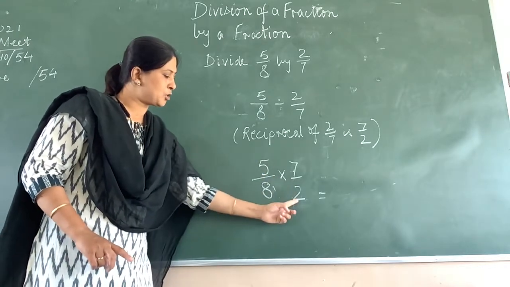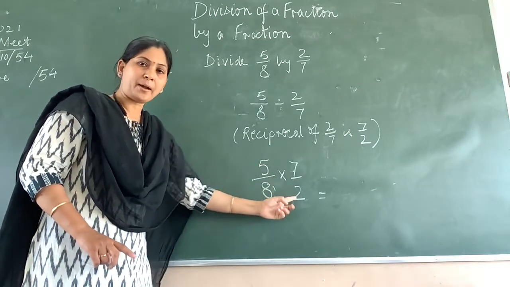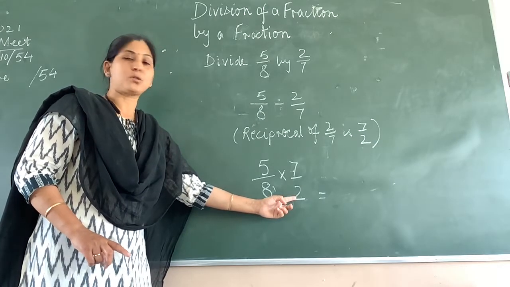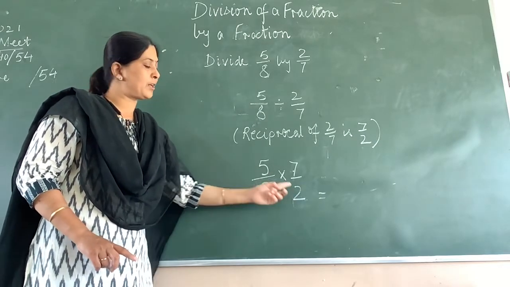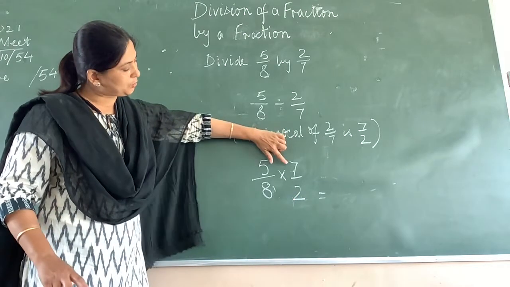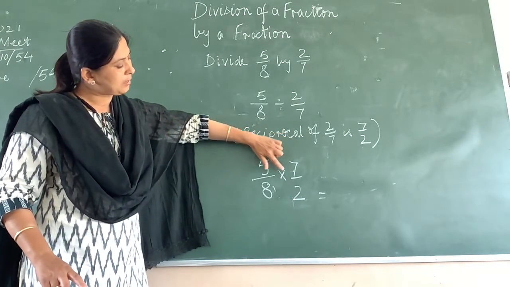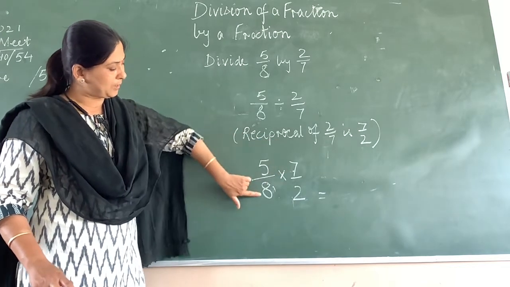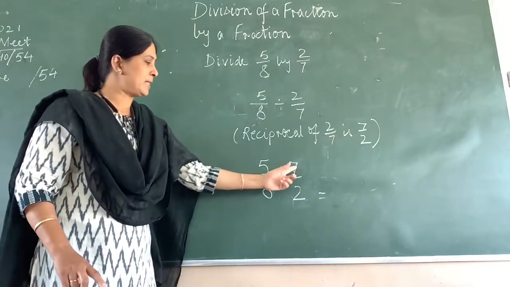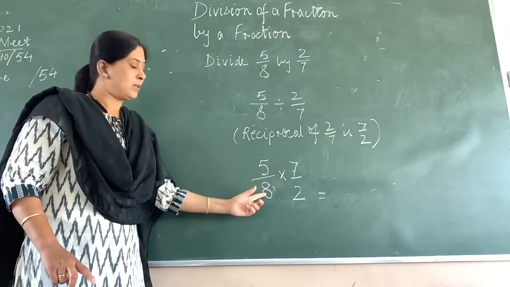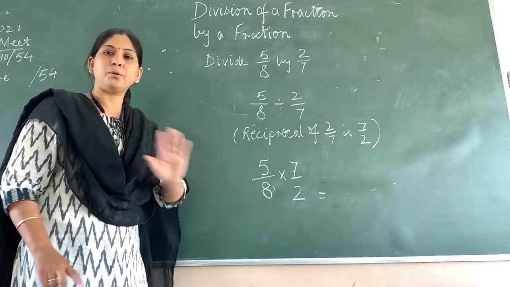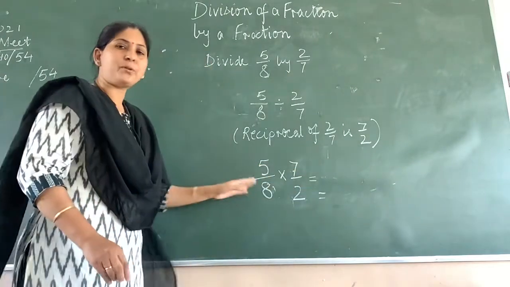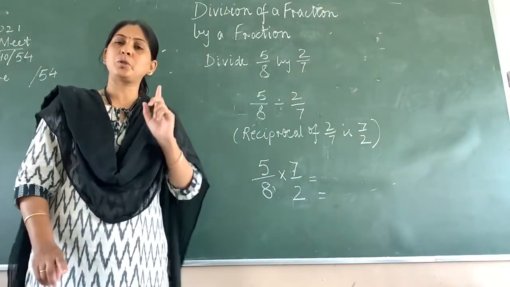5 and 2. Do they have any common factor? No, they do not have any common factor. There is no number which will divide 5 and 2. Now let's check the numerator of the second fraction and the denominator of the first fraction. 7 and 8. Do they have any common factor? No, children. So now when nothing can be reduced, then what do we do?